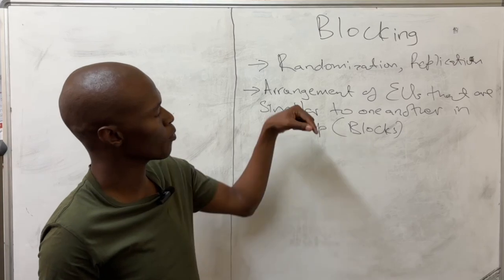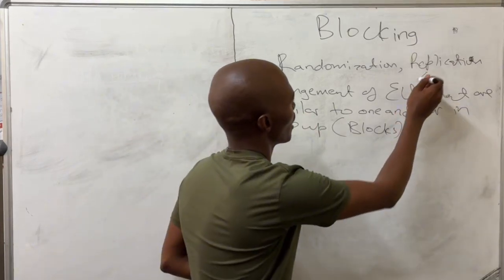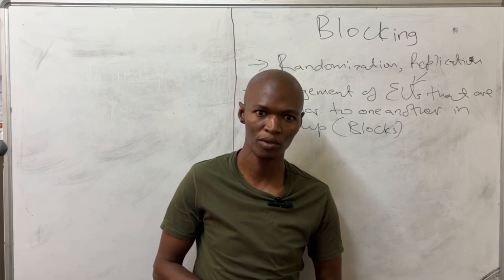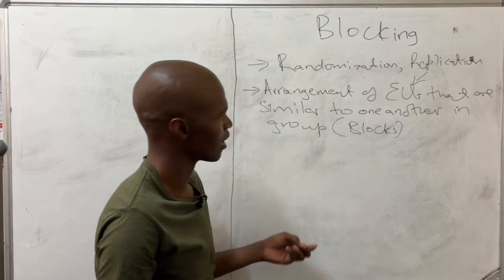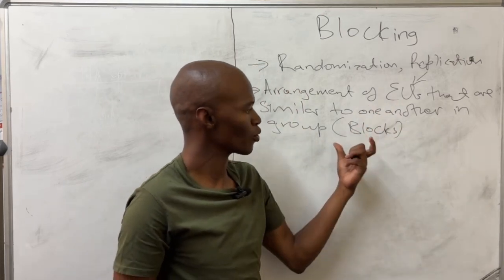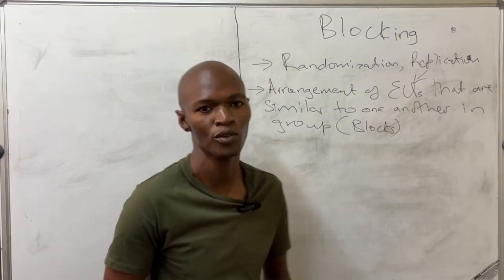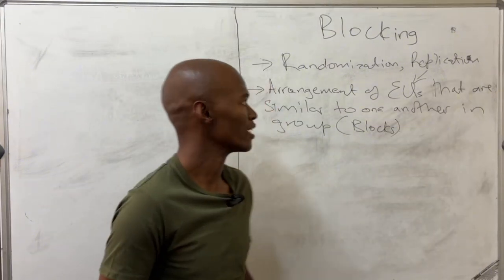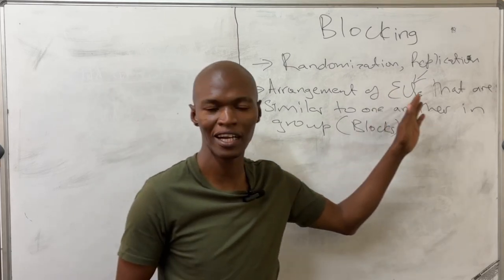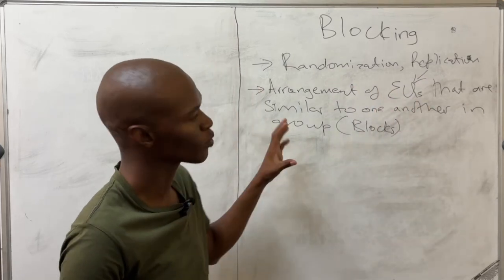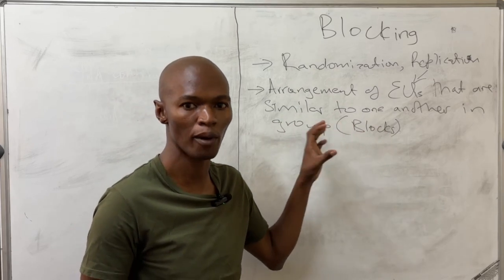Remember, we put our treatment on experimental units. So those experimental units, we have to make sure that they are similar. If they are not similar, you have to group them. For example, you are designing your experiment, and then you notice that your experimental units are not the same. Therefore, you have to group them. That is what we call blocking.